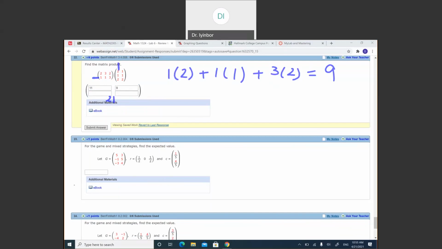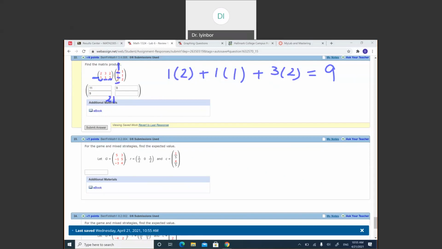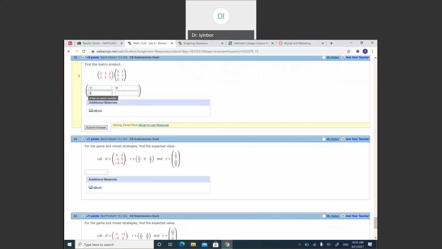So let me explain how I get that. So you have 1 times 2 plus 1 times 1 plus 3 times 2. Okay? Then you're going to go and do the last one in these multiplying matrices.